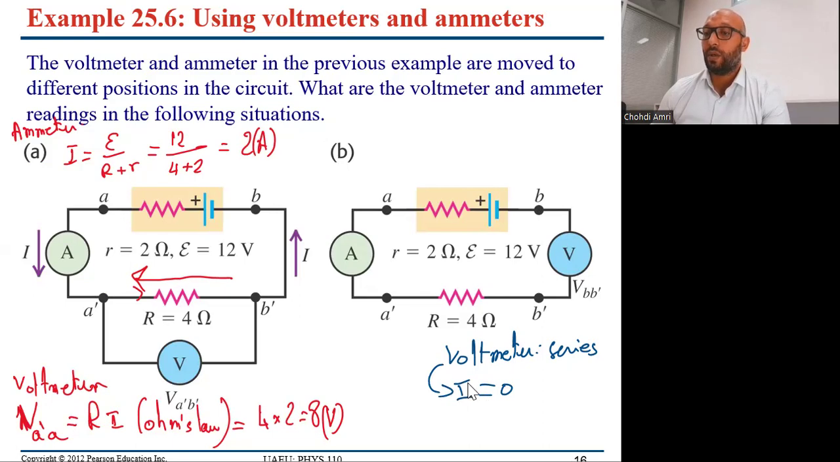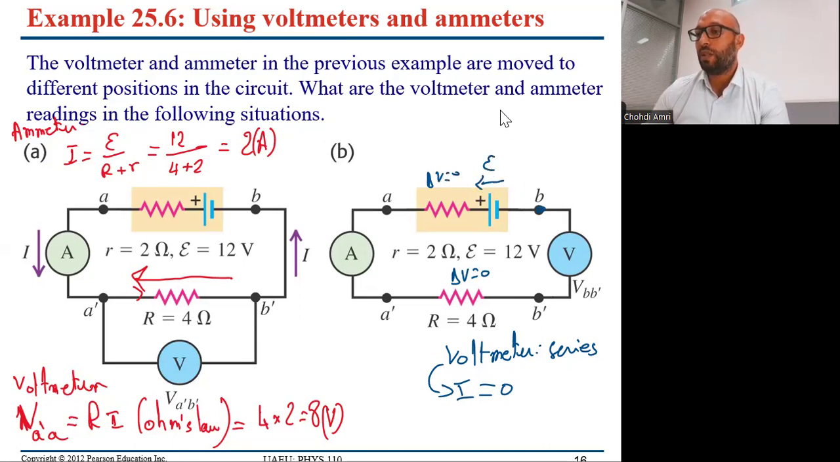So the current is 0. What about the potential difference now? The voltmeter is connected from here to here. Okay? So there is no current here, so that means delta V equals 0. There is no current here, that means delta V equals 0. And here we have only epsilon.